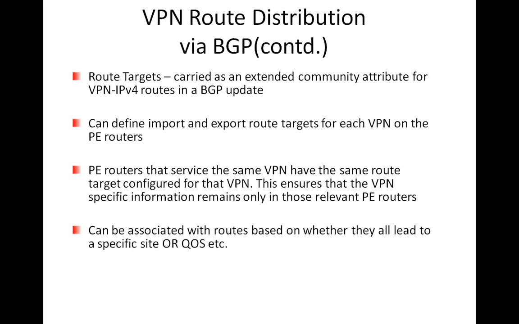If you're familiar with BGP, you know that BGP has this community attribute, extended community attributes, that it uses for transporting the routes from one peer to another. The route targets, as I said, are carried as extended community attributes. And you can define import and export route targets for each particular VPN on the peer routers. We will see how this is very useful in the next slide. The peer routers that service the same VPN have the same route target configured for that VPN. This ensures that the VPN specific information remains only in those relevant peer routers. Now this is where the security comes into the picture, which means the service provider is ensuring that there is no leaking of routes across the different VPNs. It can be associated with routes based on whether they all lead to a specific site or QoS.